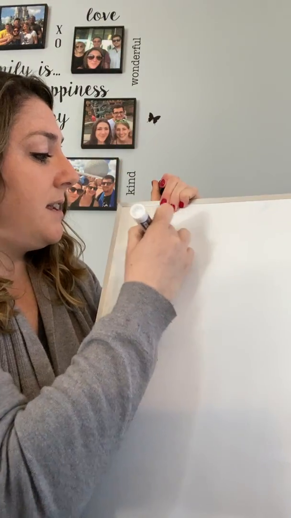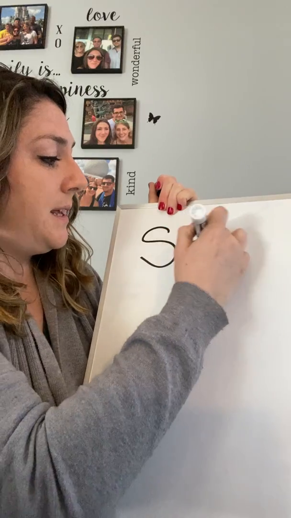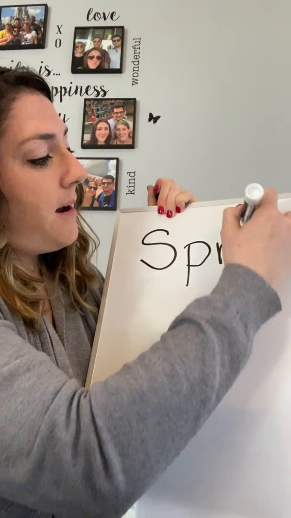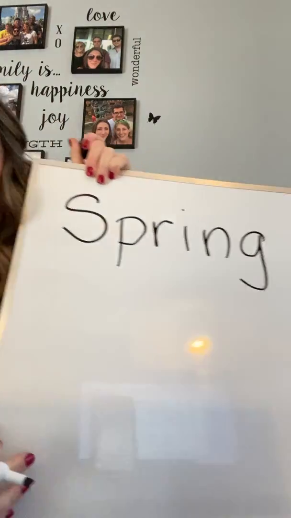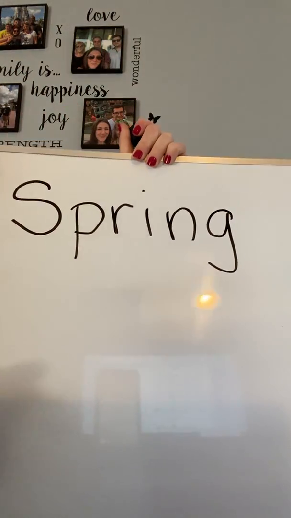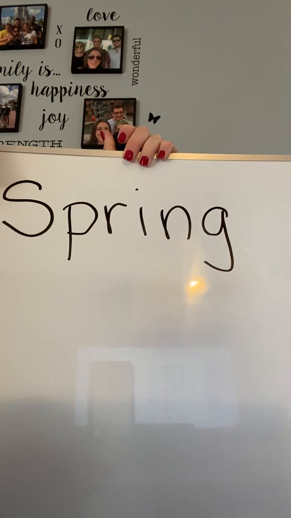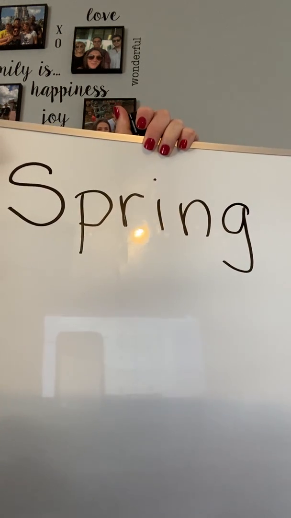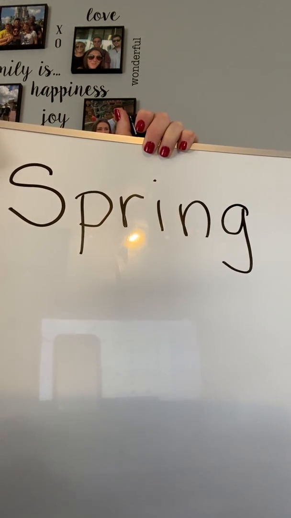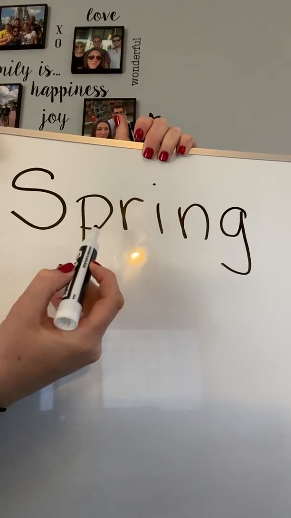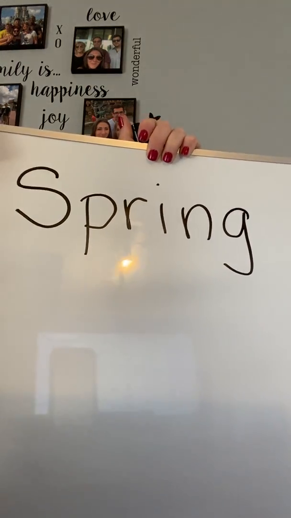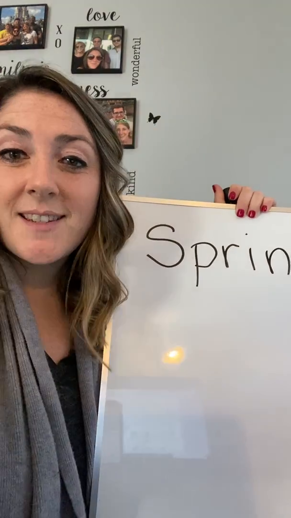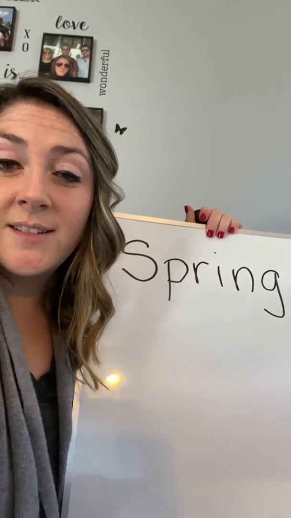So spring is S-P-R-I-N-G. Spring. How many letters are there in spring? Can you count them? 1, 2, 3, 4, 5, 6. So there are 6 letters in spring.